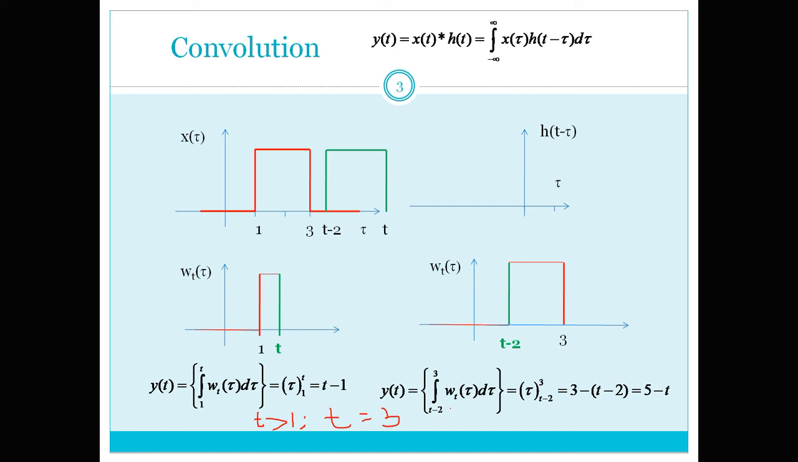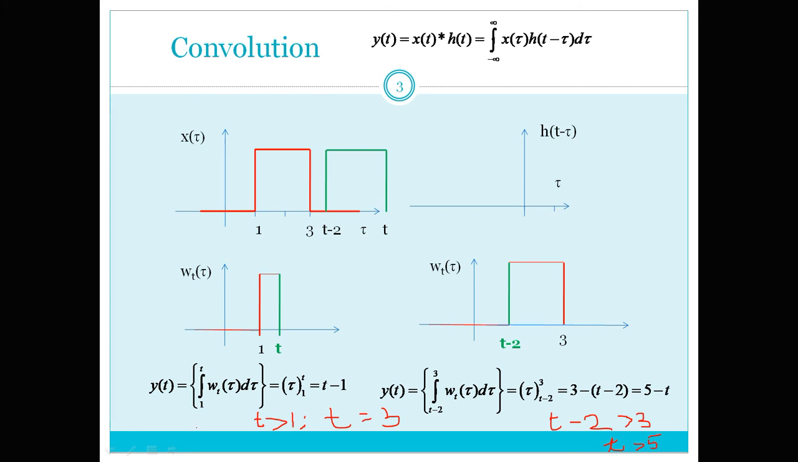Same thing, the value is 1, and that will be tau here, and upper limit is 3 and lower limit is t minus 2. So 3 minus of t minus 2 will give us 5 minus t, and this will last up to t minus 2 greater than 3. So I can say that this will last up to t equal to 5.